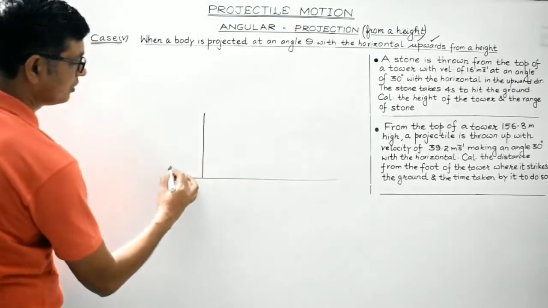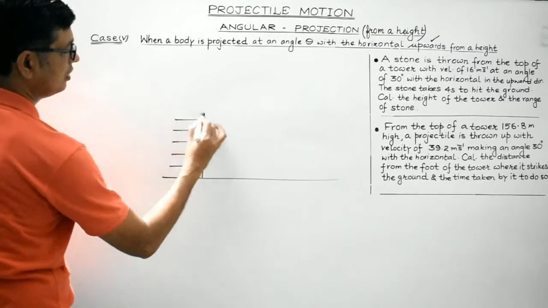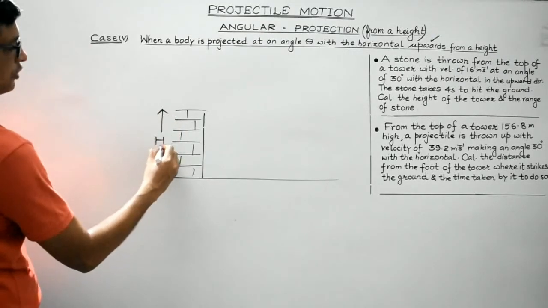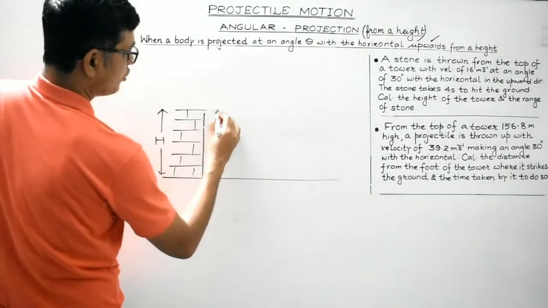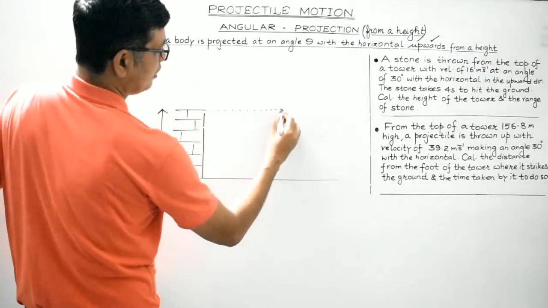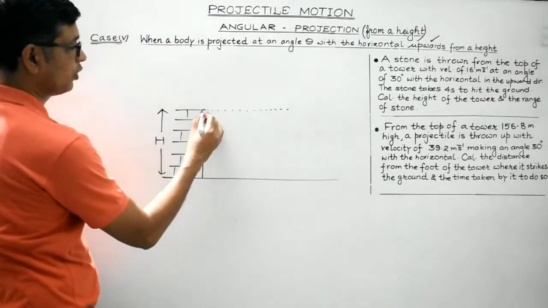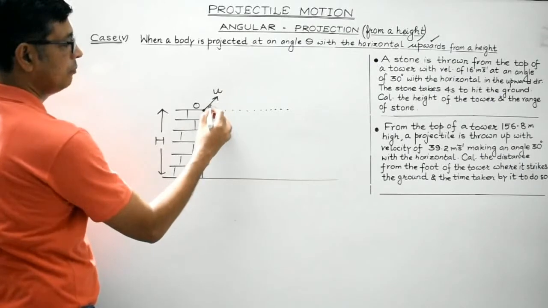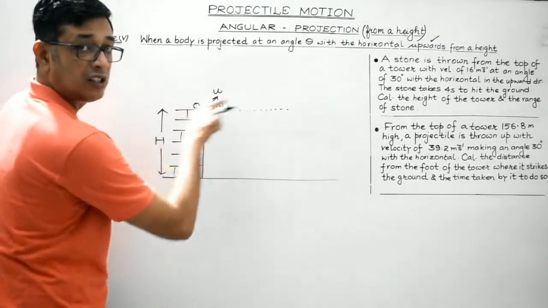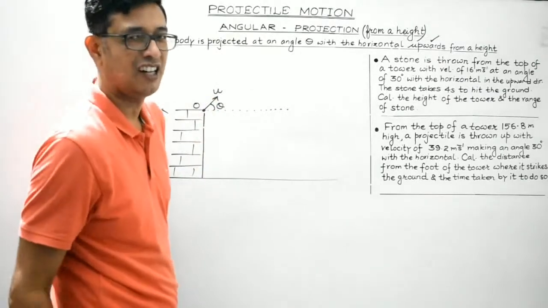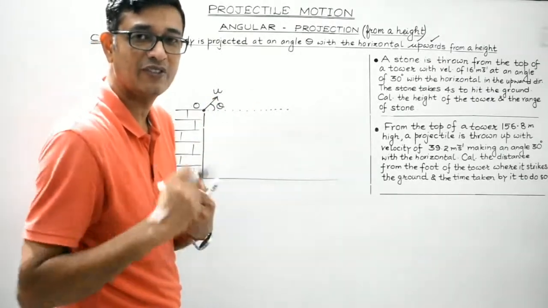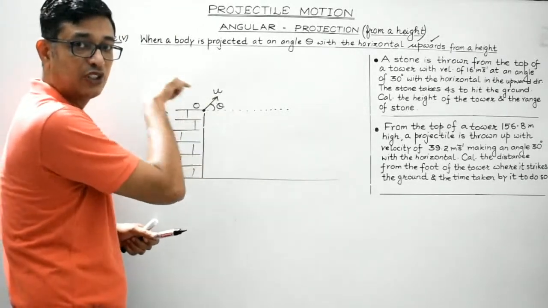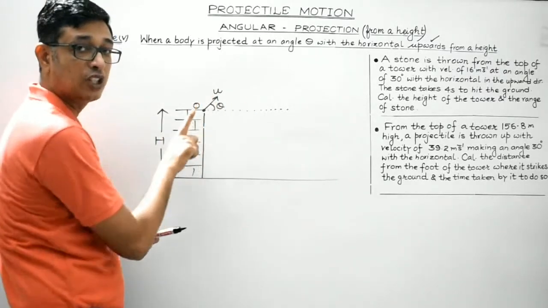This is the ground, suppose, and this is the tower or a building. Suppose its height is h, and this is an imaginary line which is parallel to the ground, so it may be treated as a horizontal line, right? So this is point 2, and here the body is projected with, suppose, say velocity u, making an angle theta with the horizontal and in the upward direction. Understood the difference now between case 4 and case 5, isn't it? In case 4, it was projected downwards, making an angle theta with the horizontal. In this case, it is making an angle theta and projected upwards.